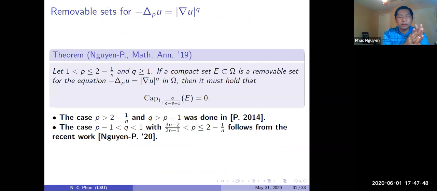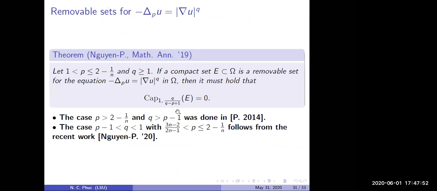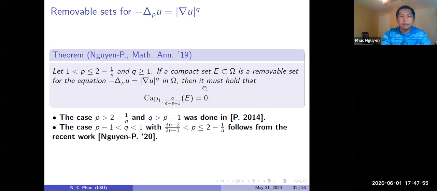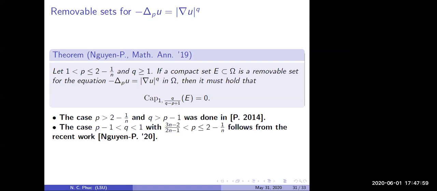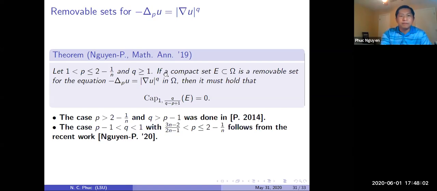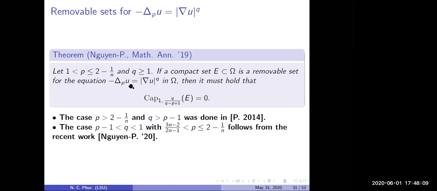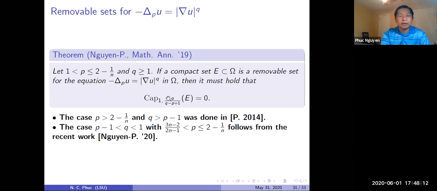So finally, I want to mention an application of that existence result. Well, you can show that with that existence result, you can characterize removable sets. If a compact set E inside the domain omega is a removable set for this equation, then it must hold that the capacity of the set has to be 0. And this is true basically for all P when Q is bigger than or equal to 1. You can also say something about the case when Q is less than 1, but you have to ask that P is bigger than a certain bound. And so the necessary condition for a removable set is that the capacity is 0.